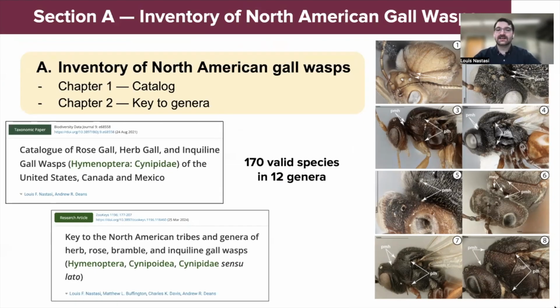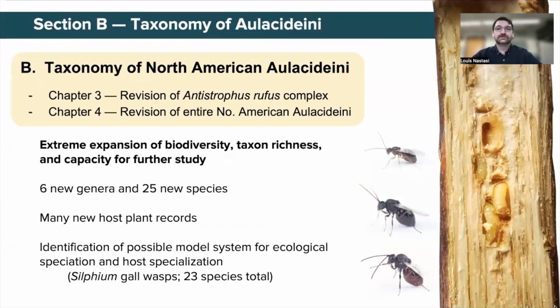Using this catalog, I was then able to develop a key to the genera that were included to allow for convenient and robust identification of the majority of higher gall wasp taxa present in North America. From there, I chose to conduct some more concentrated taxonomic research on a specific gall wasp group, that being the tribe Aulacideini, a group of gall wasps associated entirely with herbaceous plants.